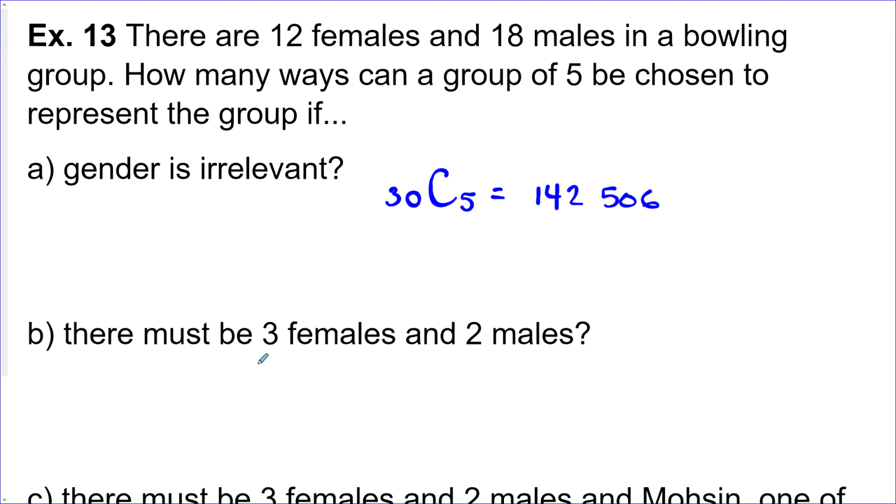What if there needs to be 3 females and 2 males? Now we're doing 2 separate groups here, so we're going to have 2 separate combination formulas. So 12 females, and we want to choose 3 of them. Then using the fundamental counting principle, if there's this many ways to choose the females and this many ways to choose the males, there's 18 choose 2, then there's this many ways total. So this would be 33,660.